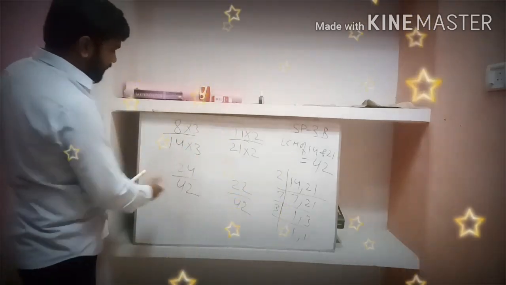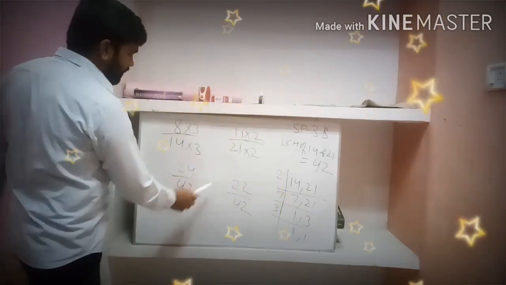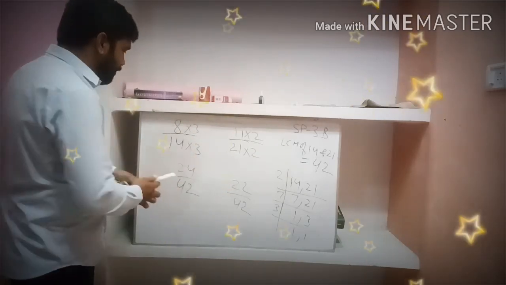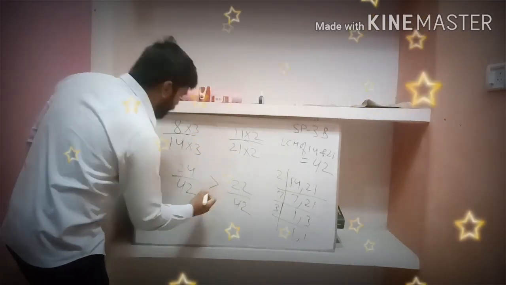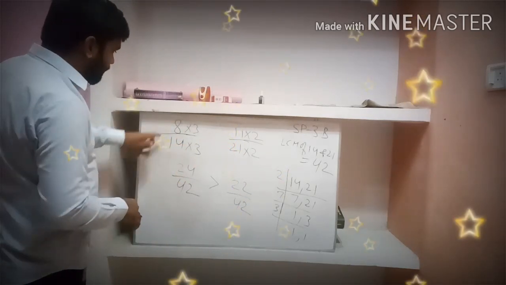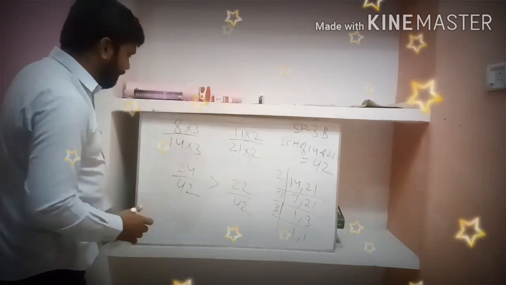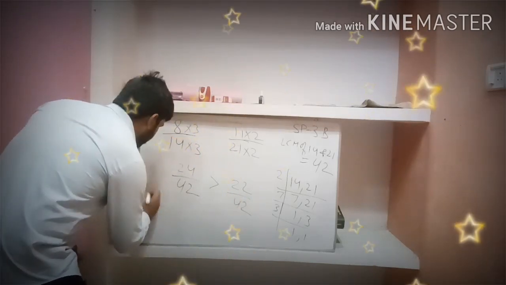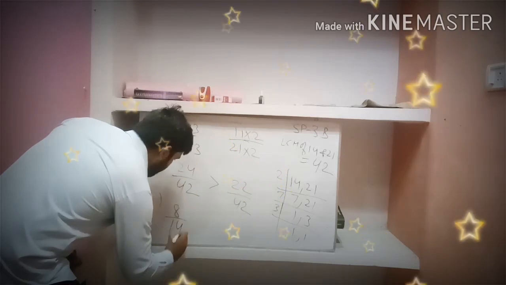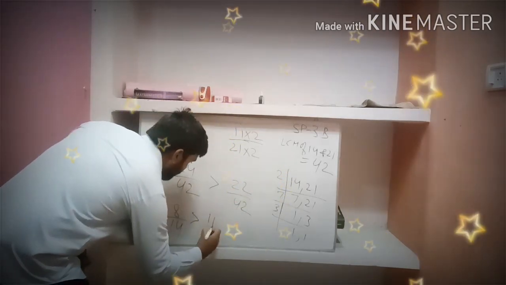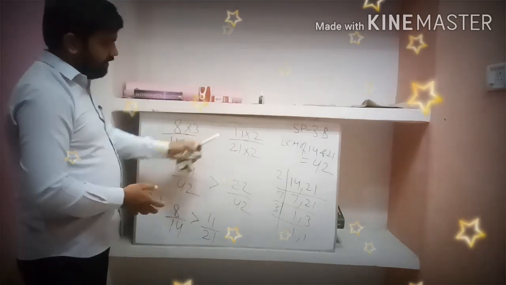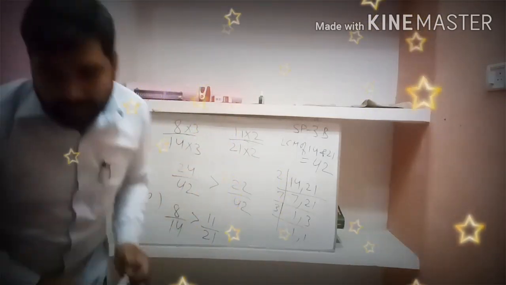Now denominators are same. Now it is very easy to do the comparison. Now compare the numerators, 24 is greater than 22. So 24 by 42 is greater, which means in real value 8 by 14 is greater than 11 by 21. So in your answer what you got? 8 by 14 is greater than 11 by 21. This is the answer. Okay, like this we can do the comparison.